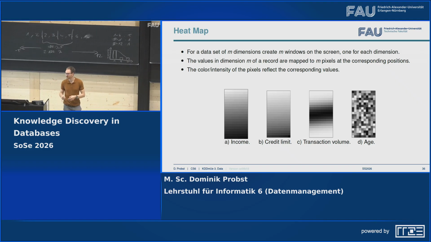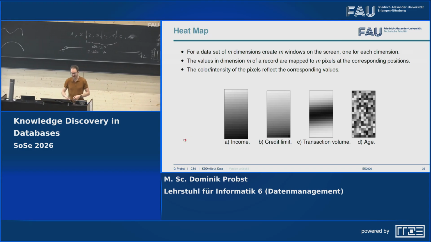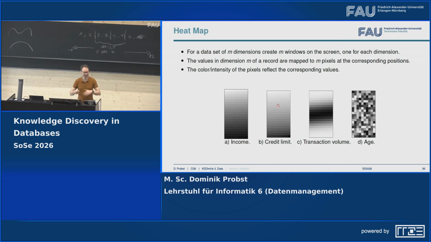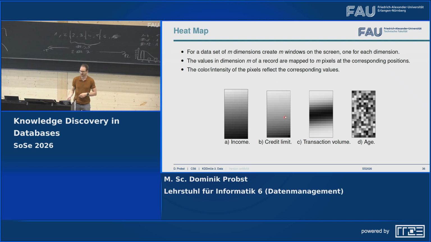We can do the same for income. In this case, a line is defined as a pixel. That's also fine. A heat map doesn't have to have single pixels. It can also be a line. And we see that the lower incomes down here have more values in them than the higher incomes up here, which is pretty normal.